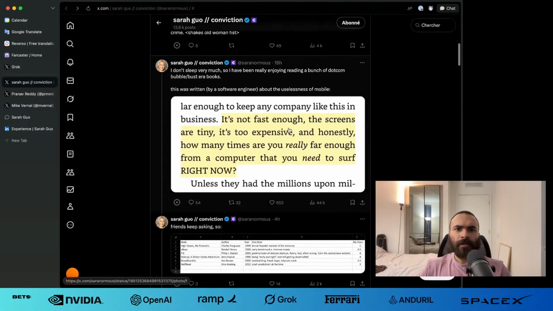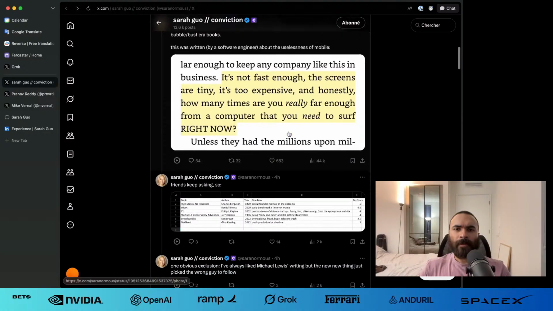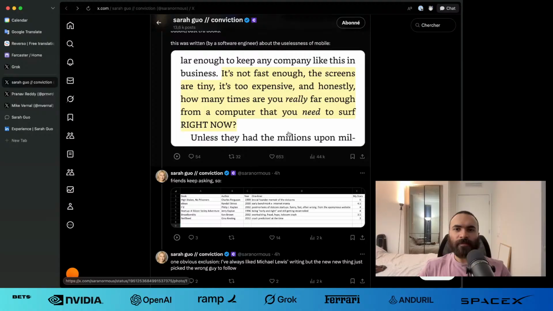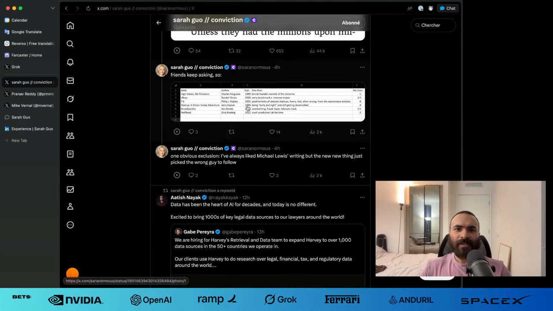What's the context? I don't sleep very much, so I have been really enjoying reading a bunch of dot-com bubble bust era books. This was written by a software engineer about the usefulness of mobile. It's not fast enough, the screens are tiny, it's too expensive, and honestly, how many times are you really far enough from a computer that you need to search right now? Friends keep asking so.